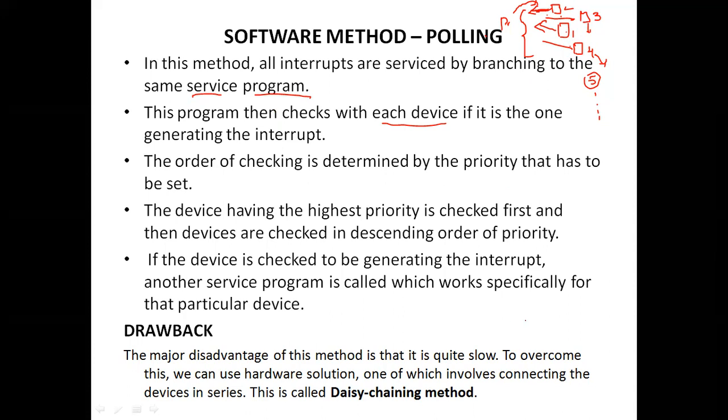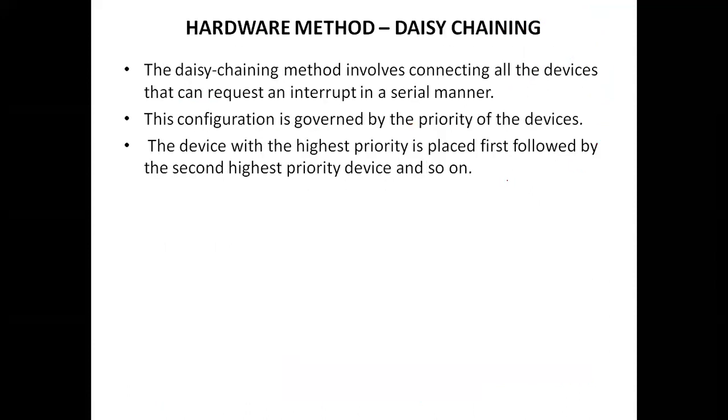So in order to overcome this drawback, we have gone for the hardware method, which is known as daisy chaining. Daisy chaining means this method involves connecting all devices that can request an interrupt in a serial manner. Here you have to make note of this: they are connected in a serial manner. This configuration is governed by the priority of the devices.